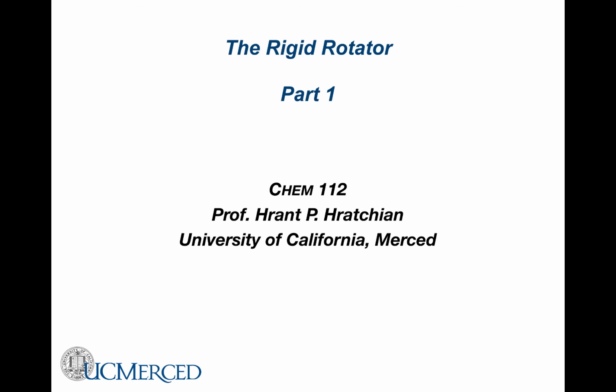So far in class, we've discussed two of the three standard or basic model systems typically discussed in a quantum chemistry course. The first was the particle in a box. The second was the harmonic oscillator. The third fundamental model system discussed in most quantum chemistry courses, which is the focus of this set of videos, is the rigid rotator, also known as the rigid rotor.